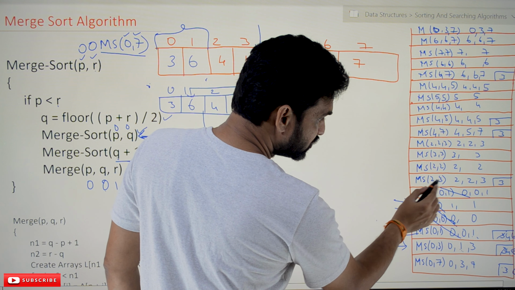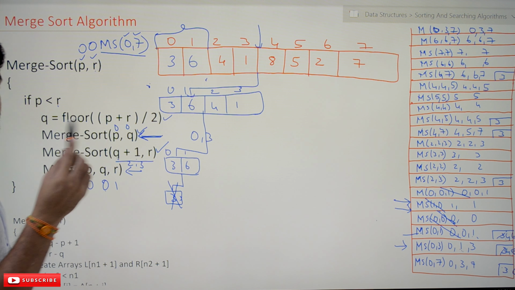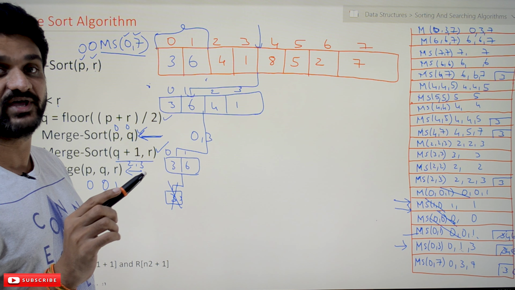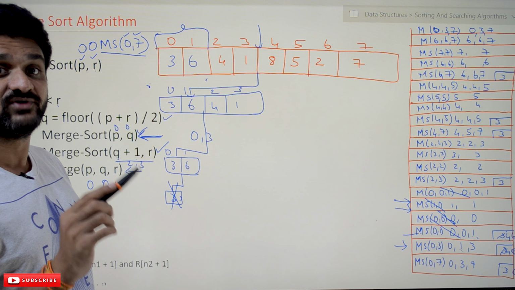2, 3 means again 2, 3. Is 2 less than 3? Yes, it is true. If it is true, what is the value of Q? The value of Q is (2 plus 3) by 2, which is 5 by 2. 5 by 2 means 2.5, and the floor value is 2.